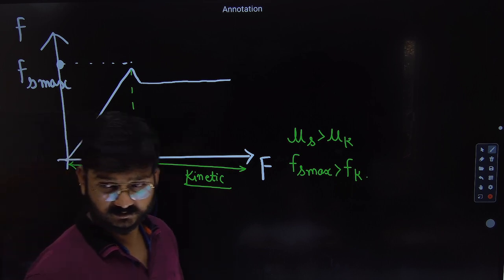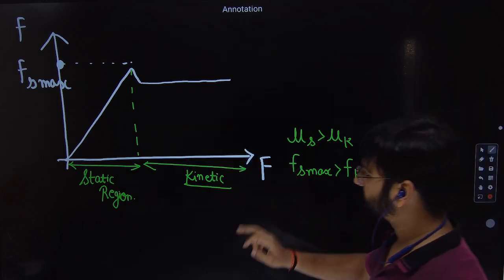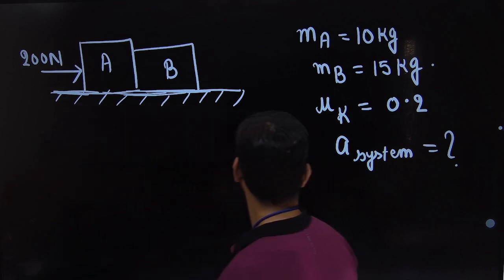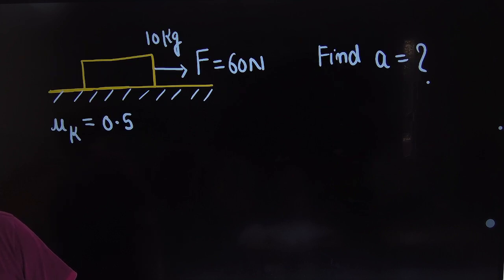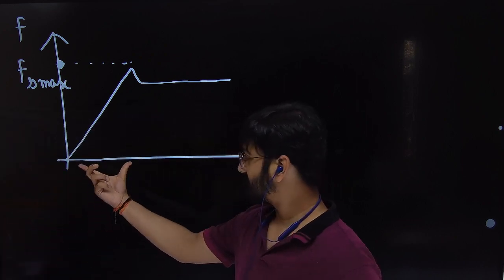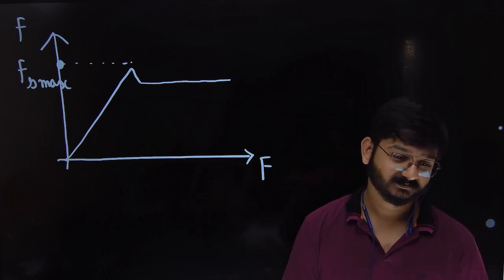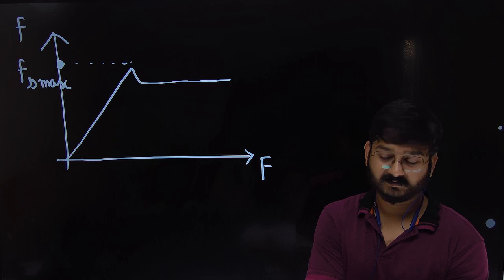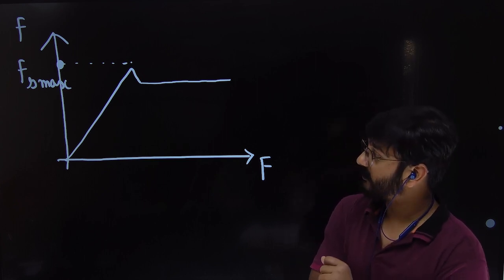Done? Remove it. Any doubt in the graph? Anyone? Draw it, draw it. This much part is static and this much part is kinetic. Done? Anyone else drawing any part? Any doubt?